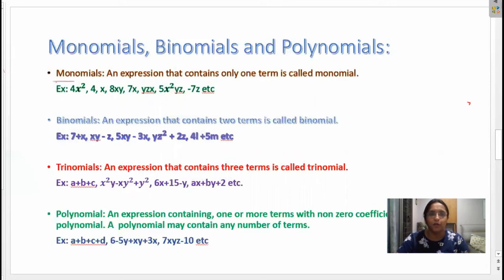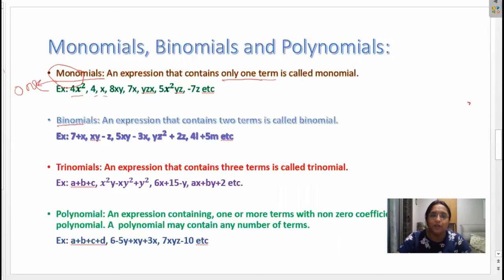First one, monomials. Mono means one, so the term itself tells you. An expression that contains only one term is called a monomial. Only one term will be there. For example, 4x square, 4x. These are only one term. It is an expression, and then this is called a monomial.